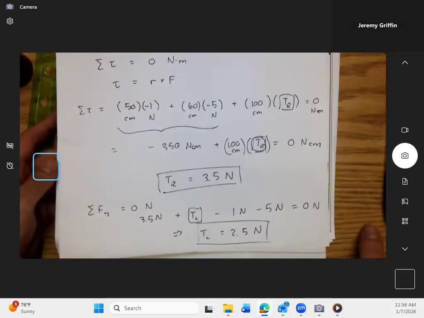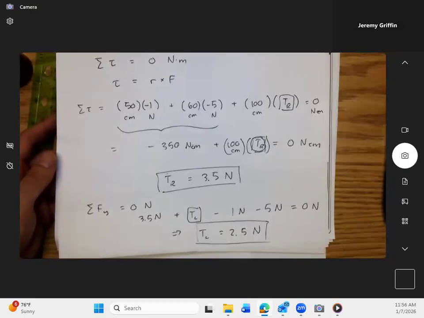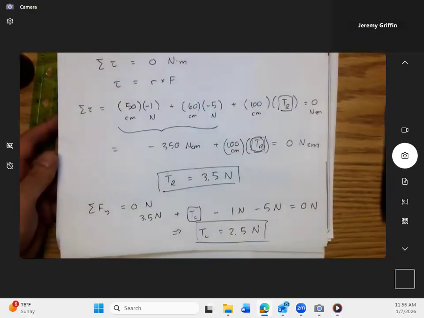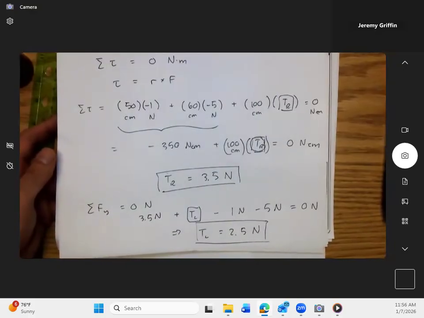Any questions about the scaffold? Because that's a really classic question, really classic setup. So next time you see this, it could be another question I give you, or a textbook question, or a quiz question, or an AP question, because this one shows up all the time.